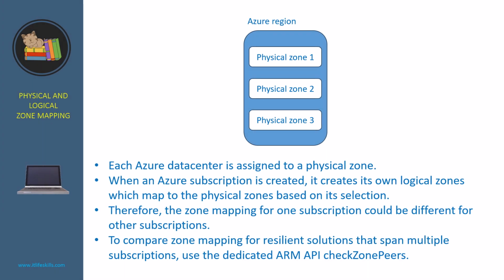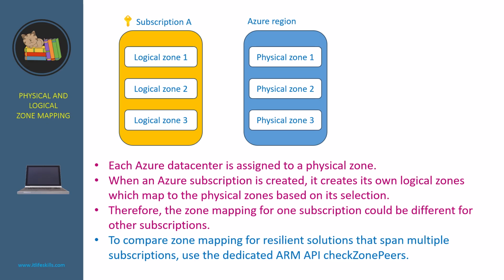As you may know, each Azure data center is assigned to a physical zone. When an Azure subscription is created, it creates its own logical zones which map to the physical zones based on its selection. Therefore, the zone mapping for one subscription could be different from other subscriptions. For example, in this Azure region, it has three physical zones: Zone 1, Zone 2, and Zone 3. For your project, you need to create an Azure subscription in this region.